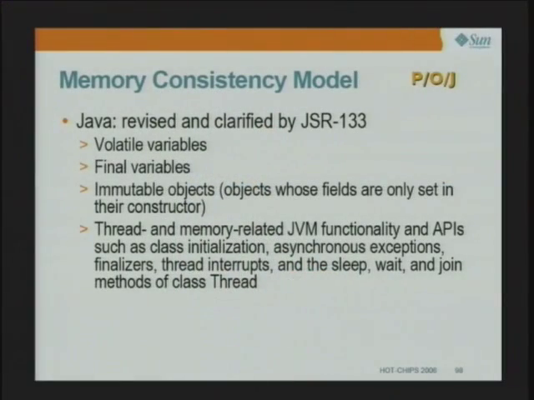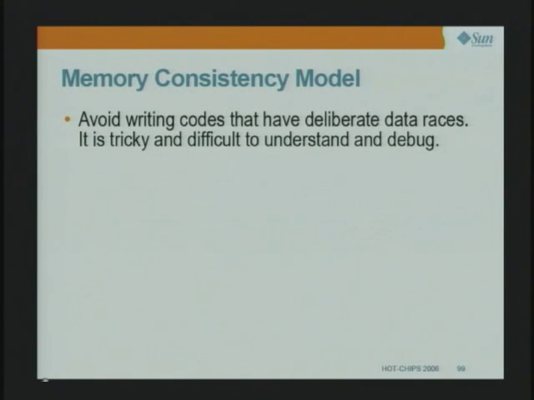It defines operations on volatile variables, final variables, immutable objects, and a bunch of APIs. It specifies the order, which will happen before the other. But the general lesson is to try to avoid writing programs that deliberately have data races. It's very tricky to understand and to debug.